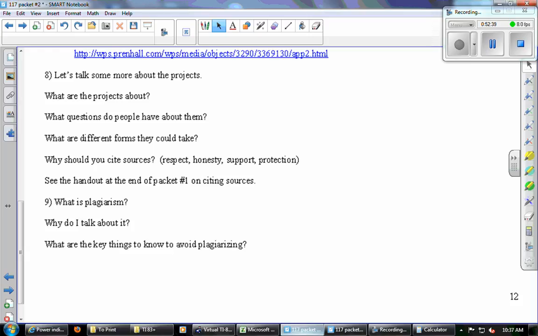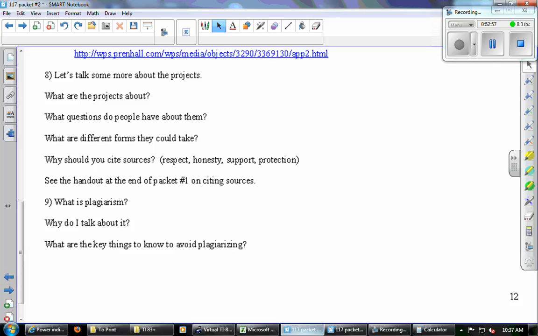There's no presentations that are going to come out of this. So if you do end up doing a research paper, you need to cite your sources. There's information in packet 1 about exactly how to cite your sources. But why should you cite your sources? Well, there are a lot of reasons why you should cite them.